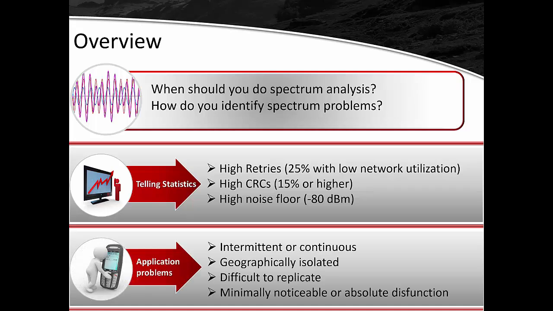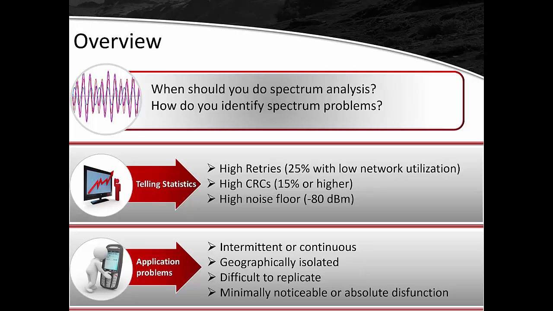And then it may be that you're having application problems like intermittent problems, or maybe it's continuous. Geographically isolated, just one or two users in a particular area are having the problem. Maybe it's something that's difficult to replicate. You go and look at the situation, it doesn't seem to have a problem at all, but then you get back to your office and you're getting a call from the user immediately saying, hey, the problem's happening again. Maybe it's minimally noticeable, or there's absolute dysfunction in the area.